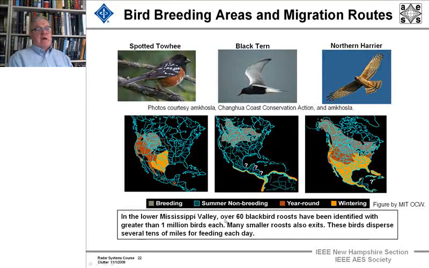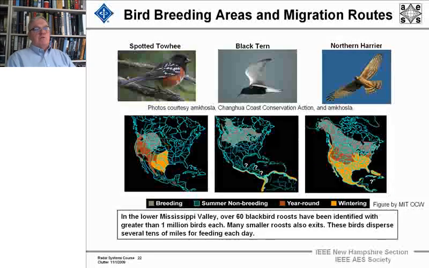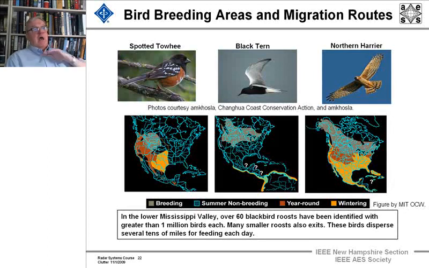In the lower Mississippi Valley, over 60 blackbird roosts have been identified with greater than 1 million birds each. And many smaller roosts exist. And these birds disperse several tens of miles for feeding each day. So there's a huge amount of motion of these birds at higher altitudes, and we'll get into the altitude population densities later, and at the lower altitudes, where they'd be in the lower near portions of the beams. This is just to give you a feeling that they're all over the place, even though you can't see them.